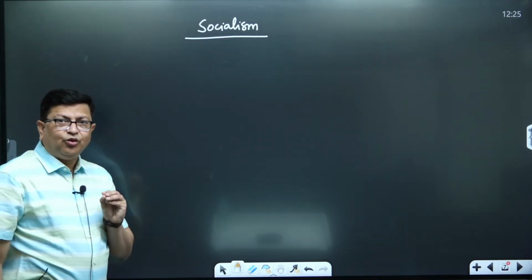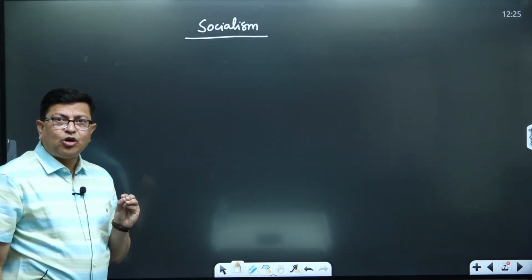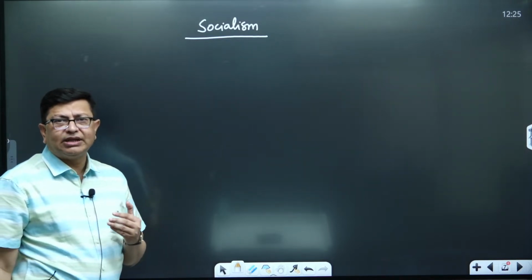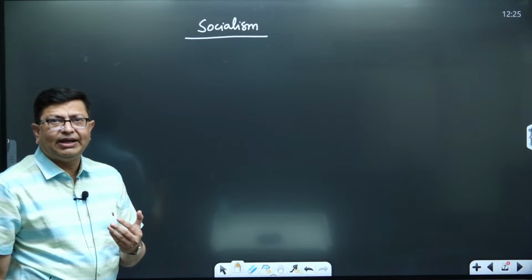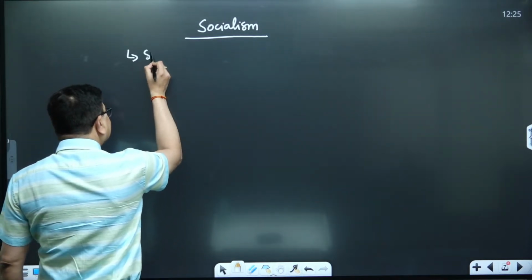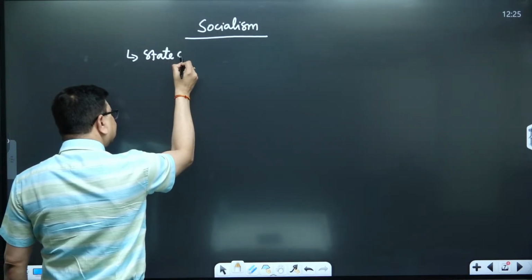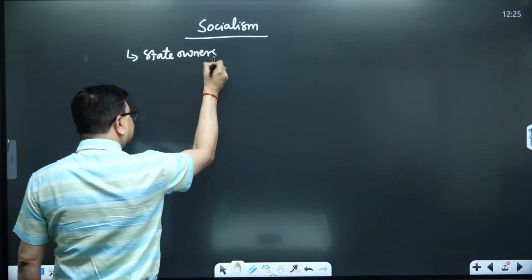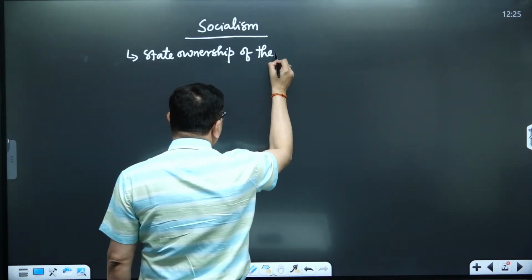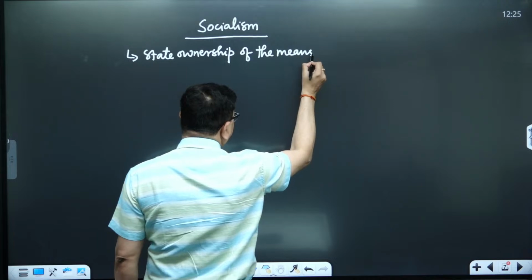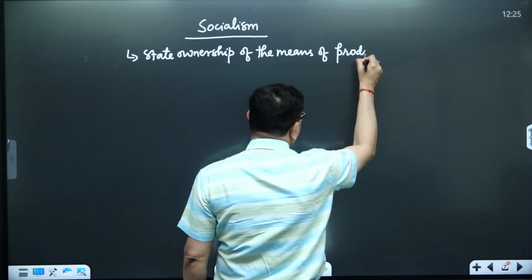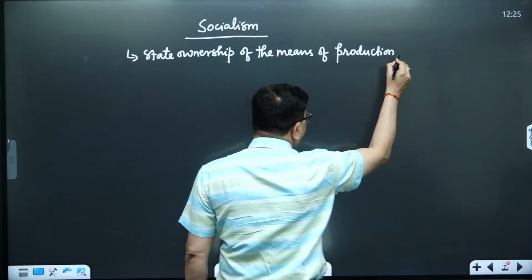And when we analyze this concept of socialism, what are the dimensions of Indian socialism that can be important from the examination point of view? Socialism is state ownership of the means of production and distribution.